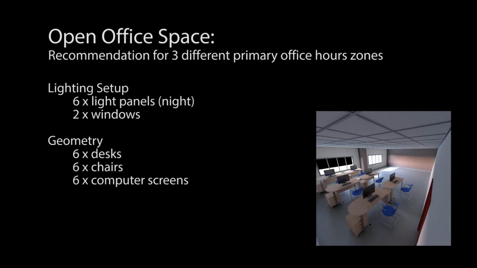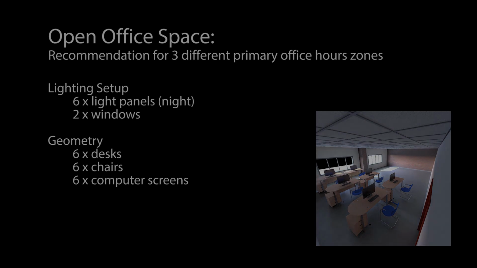Next is an open office space with 2 windows and 6 light panels. The system was tasked with recommending arrangements for 3 different primary office hours. Both desk positioning and monitor orientation were put under optimization. We wanted low glare on screens and adequate lighting on desktops. Characteristic is the morning scenario where direct sunlight near windows is avoided by all desks. However, the space is effectively used for the night and afternoon case.